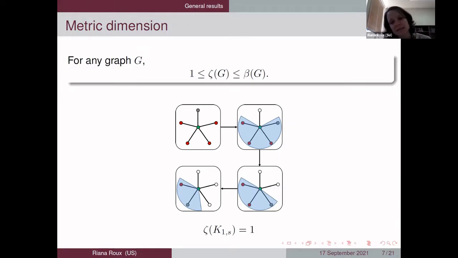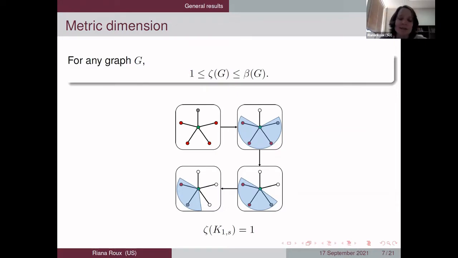So what have we seen? Well, we know that the localization number can be 1. We know that the localization number can be the metric dimension, which might be n-1. What happens in between? Can we find a graph of order n which has a localization number for every value between 1 and n-1? So if you give me a value k, can I find a graph of order n with localization number k? And the answer is yes, we can.